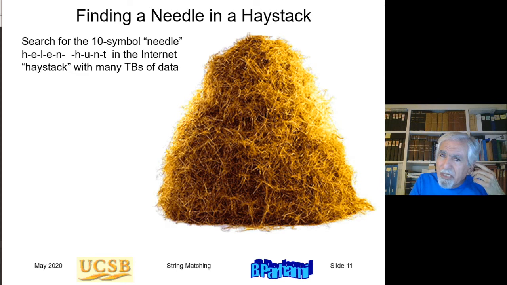Okay, so here's an analogy. Search for the 10-symbol needle, which is the name Helen Hunt, the actress. It's 10 symbols because there's a blank in the middle. So 1, 2, 3, 4, 5, 6, 7, 8, 9, 10. So find this string of 10 symbols in the internet, in the World Wide Web, which is our haystack. That haystack has many, many terabytes or even petabytes of data. So it's huge.